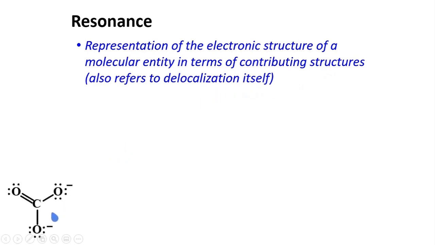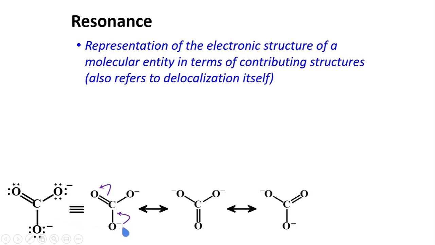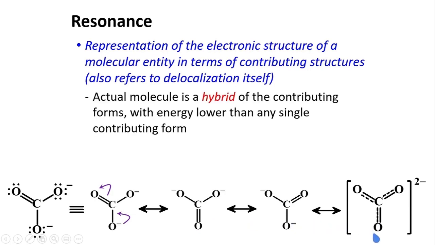As shown here, for example, is the structure of the carbonate ion. The carbonate ion can also be depicted without the lone pairs, and when the electrons in the single-bonded oxygen move and are delocalized among different atoms, you will form different resonance structures. These resonance structures can be represented by a hybrid, and this hybrid structure has lower energy than any of the single contributing forms.